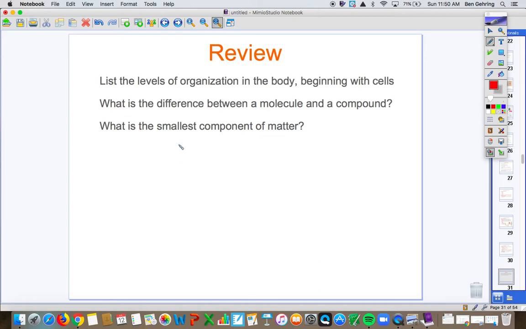All right, I want you to list the levels of organization in the body, beginning with cells. So going from cells and working your way to organism, you should be able to list those. What is the difference between a molecule and a compound? And then what is the smallest component of matter? So what is the simplest level of organization is another way to ask that last question. When you get those answers, we're going to continue on. So pause this, answer those, and then we'll carry on.